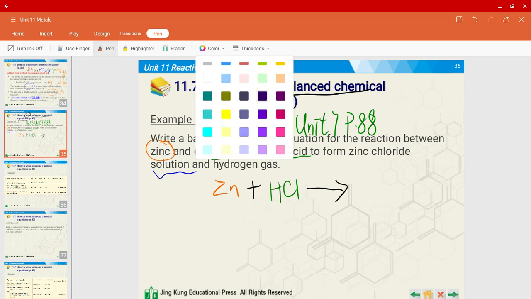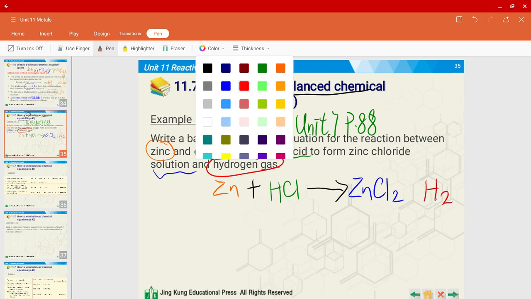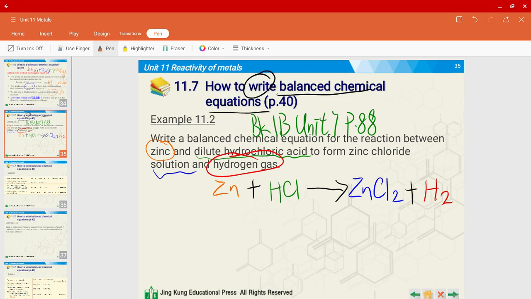Zinc chloride solution is ZnCl2. Very good. All right, next I get hydrogen gas. Hydrogen gas is H2. And don't forget the plus sign.